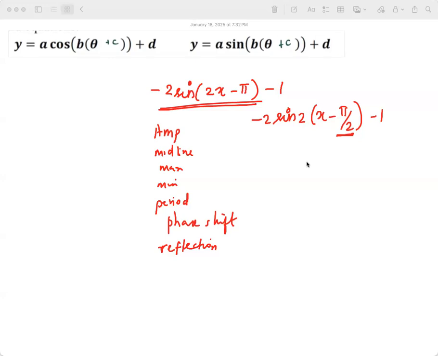Oh, I thought phase shift was C over B. I don't know why I have that written down. Let me change it then. This is the phase shift. This is B. This is C. Okay.